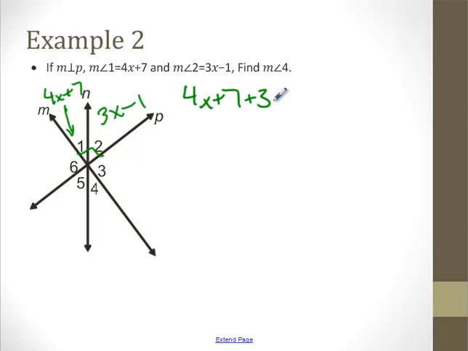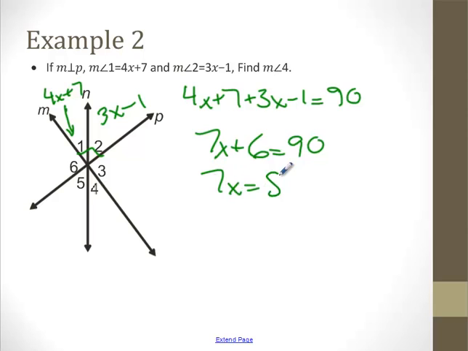Complementary angles, remember, add up to 90 degrees. So I combine like terms. 7x plus 6 equals 90. Subtract the 6, 7x equals 84. Divide by 7, that's going to get me x is 12. Now that x is 12, I need to plug it back in.